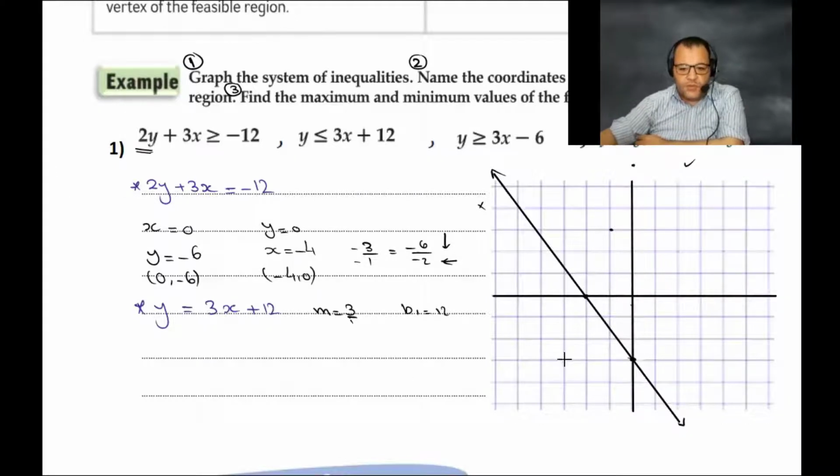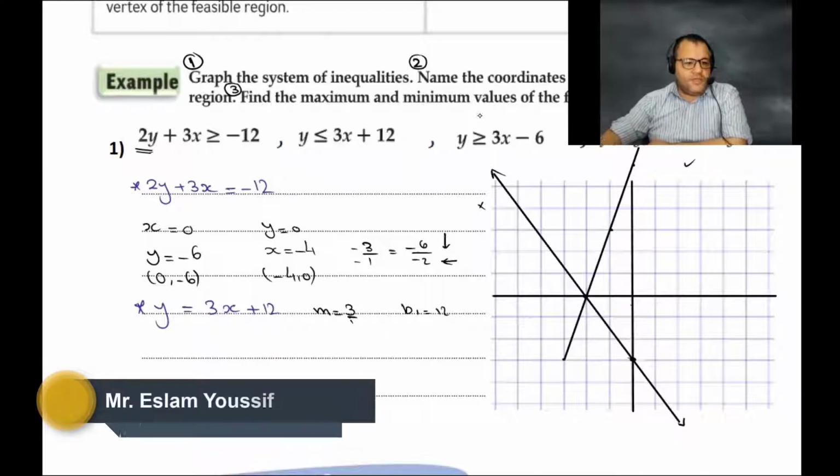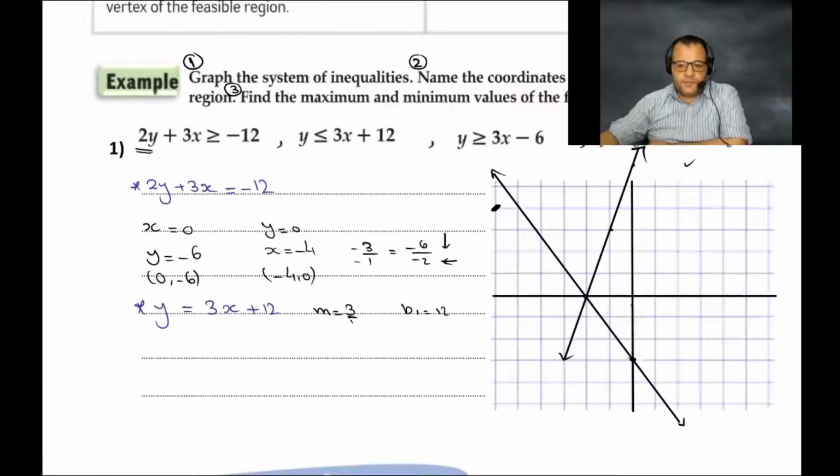So this line will also be a closed line, a solid line. That's the second line. Which part will be shaded? The left part? Part number 1 or part number 2? Number 1.